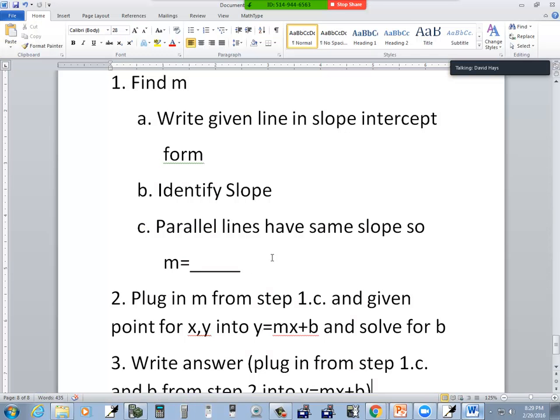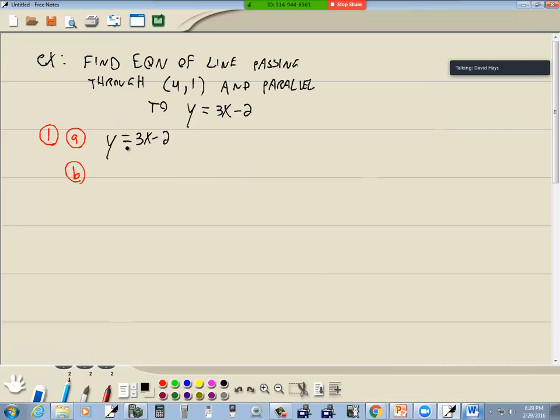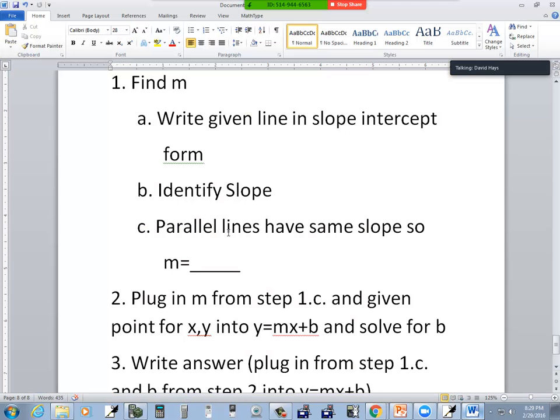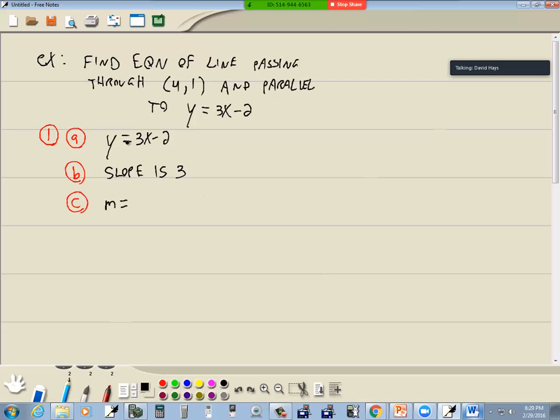Now our second sub-step says to identify the slope. The reason why we want to put it in slope-intercept form is so we can easily identify what our slope is. Remember, your slope is whatever number is in front of your x, so the slope is 3. Now our third sub-step: parallel lines have the same slope, so m is equal to 3. We said the slope of that line is 3, and parallel lines have the same slope, so the m we're trying to find will be 3.